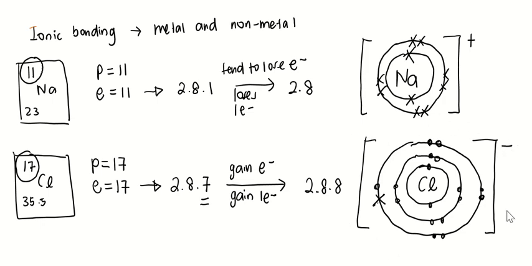an ion. Now the sodium has a single positive charge, the chlorine has a single negative charge, so it is in a 1:1 ratio. So therefore the formula for sodium chloride is NaCl.